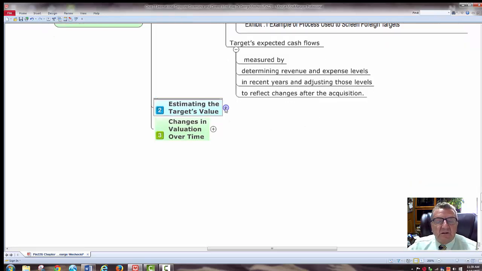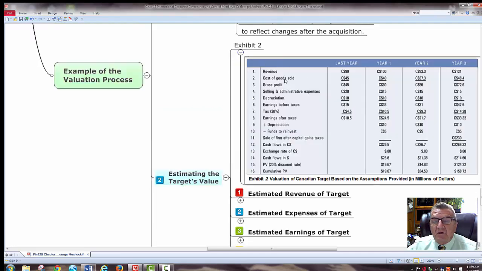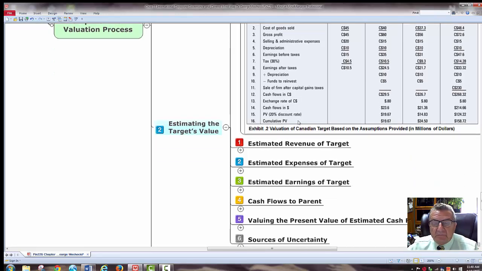Okay, estimated target value. Okay, now I'm looking at this. Here's the estimated target value. So here's the revenue year 1, year 2, and you've got the target value of a Canadian target based on the assumptions provided, in millions of dollars. It's just one. What's the selling and administrative expense? What's the depreciation? What's my tax rate? 30%. So I'm looking at these numbers. I'm looking at the last couple of years, last year, this year, and here's what their projected costs are. Okay. And the cash flow, and then the discount rate, cumulative present value.